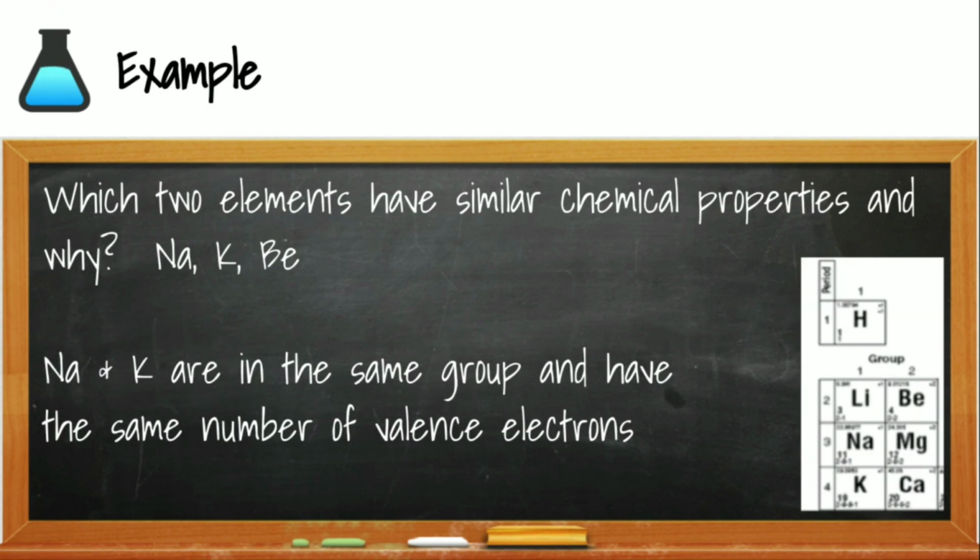So between this list of 3 elements, which ones are going to be the most similar and why? Well, of course, it's going to be the ones that are in the same group, because the ones in the same group have the same valence electrons.